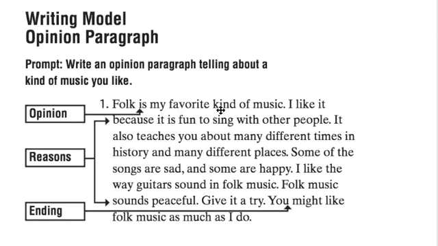Folk is my favorite kind of music. That right away tells the person's opinion. It says what they like and what kind of music they like. Folk is my favorite kind of music. And then right here it says reasons. And right here we have the arrows. Wow, they give a lot of reasons.